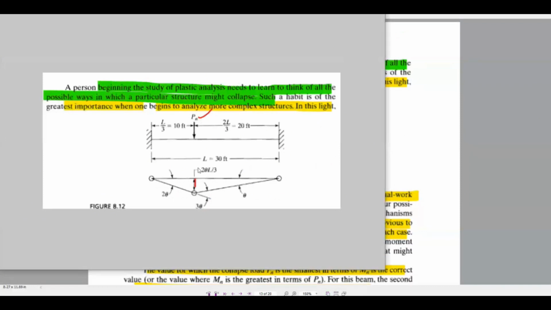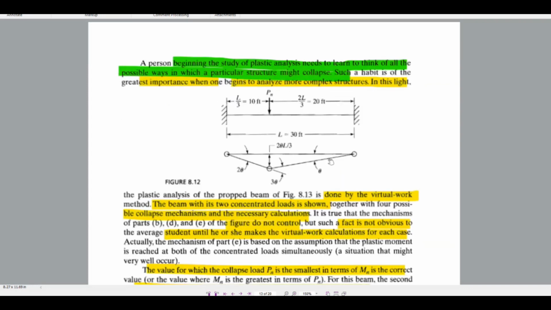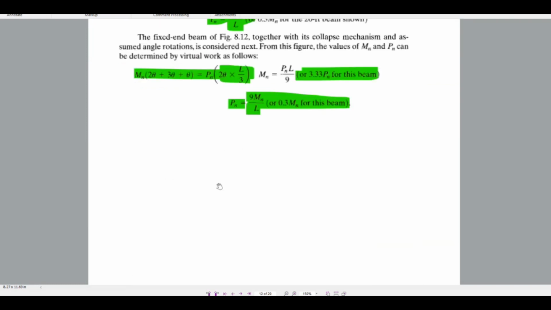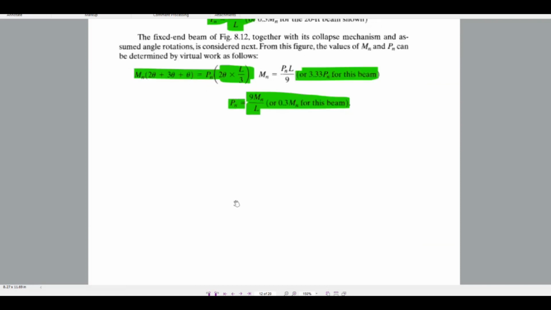This is L/3. So this location is 2 theta and this is theta. So this will be 2 theta times L/3, and this is 3 theta. Theta plus 2 theta is 3 theta, it will come. From this figure, the value Mn equals 2 theta plus 3 theta plus theta. Here also the moment will come, here also moment. So 2 theta plus 3 theta plus theta is 6 theta. And Pn into 2 theta by L/3 equals, Pn equals 9 Mn by L, equal to 0.3 times Mn for this beam.